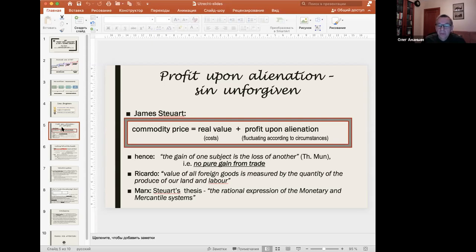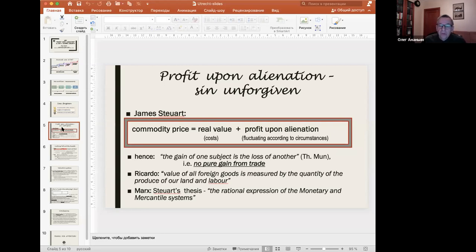And here we have, of course, a lot of proofs that in mercantile literature there is an idea that the gain of one subject is the loss of another. The classical mercantilist Thomas Mann wrote it directly. So no pure gain from trade. This idea existed in this mercantile literature. And something we can find as an accusation against this mercantile literature is that they considered at the same time that trade produced wealth.